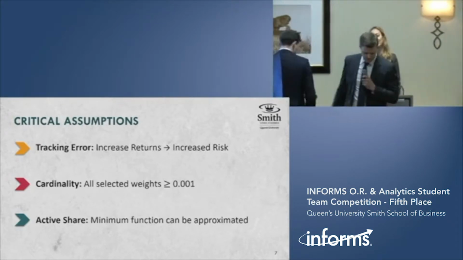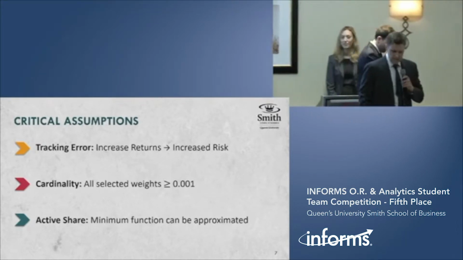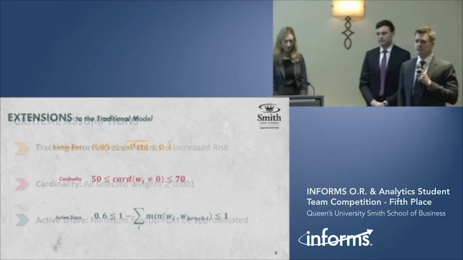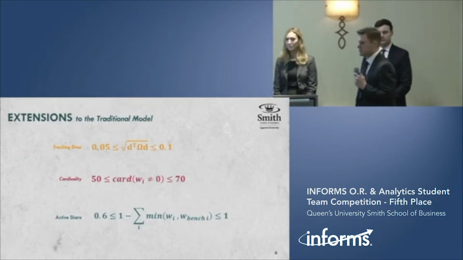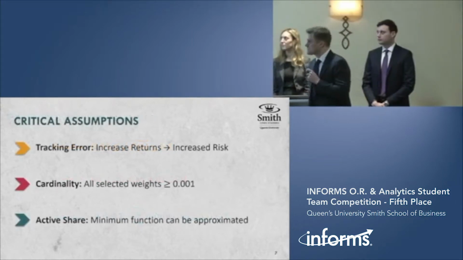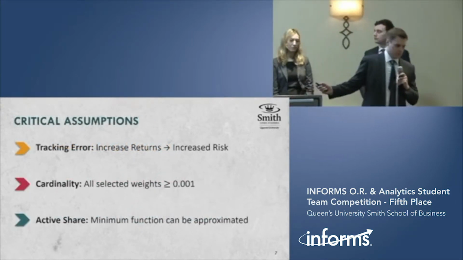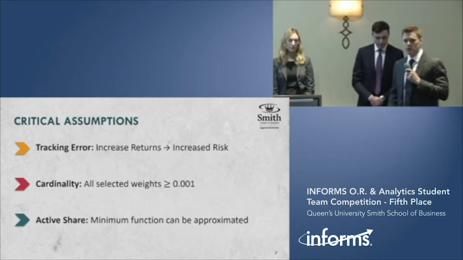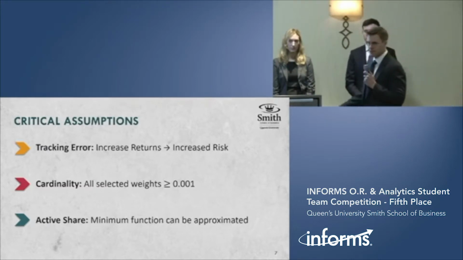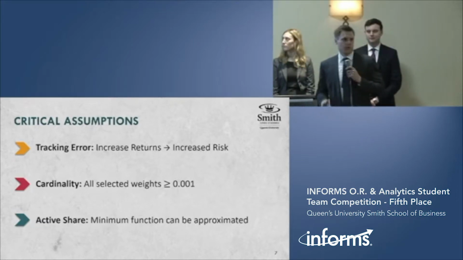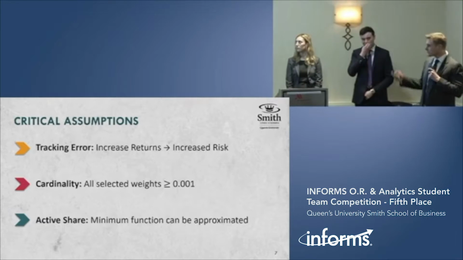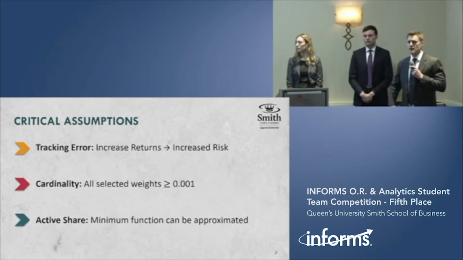Great. Thanks, James. Now, before we jump into the technicals, I wanted to ground everybody in some of the key assumptions that we've made in developing our solution. So first off, we're operating under the assumption that if we want to maximize returns, if we want additional returns, we are likely going to have to take on additional risk. And in that way, those two are going to be somewhat positively correlated, and we'll see how that plays in a moment. We also made a simplification to your cardinality constraint.